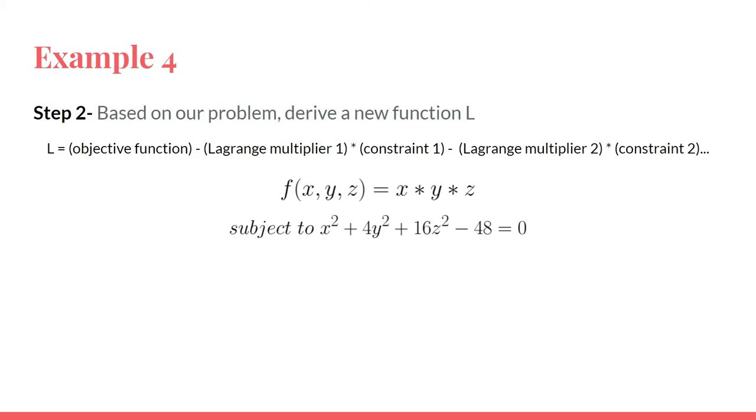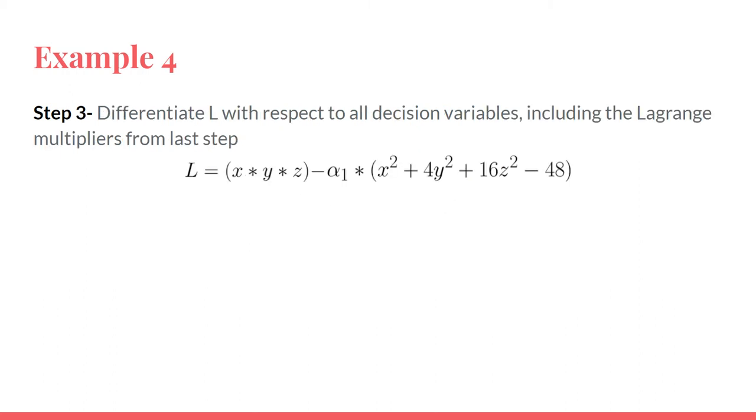Based on this problem, we will then derive a new function L. This time, L is going to be equal to x times y times z minus alpha 1 times x squared plus 4y squared plus 16z squared minus 48. We will then differentiate L with respect to all decision variables, including the Lagrange multipliers from the last step.